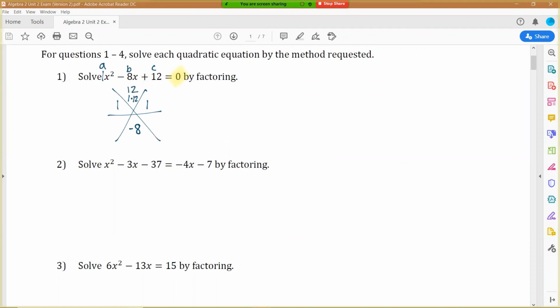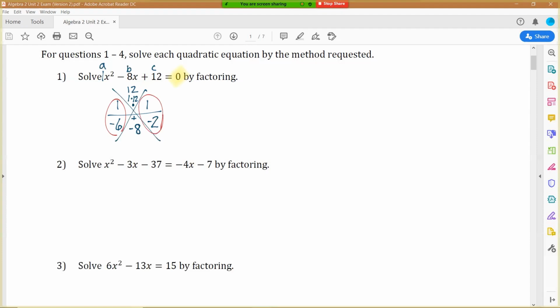So once I fill this out, I'm looking for two numbers that multiply to give me the top, but add to give me the bottom. So I'm looking for two numbers that multiply to give me 12, but add to give me -8. Yep, -2 and -6.